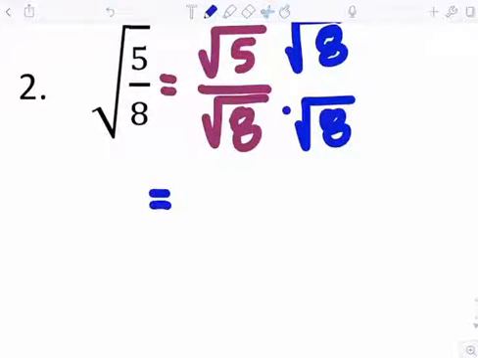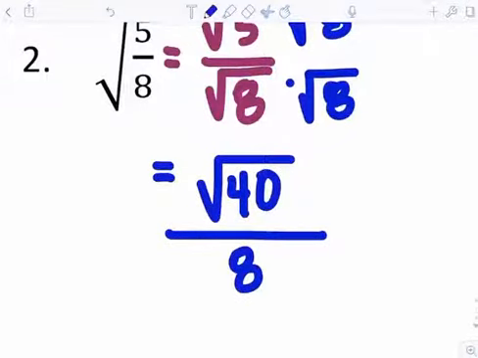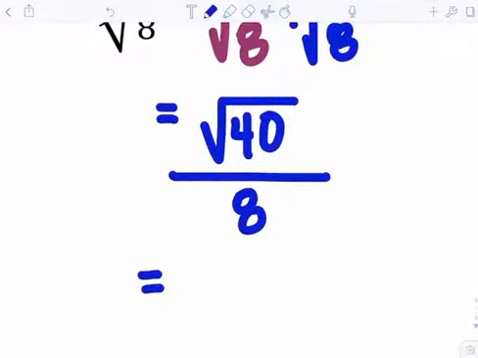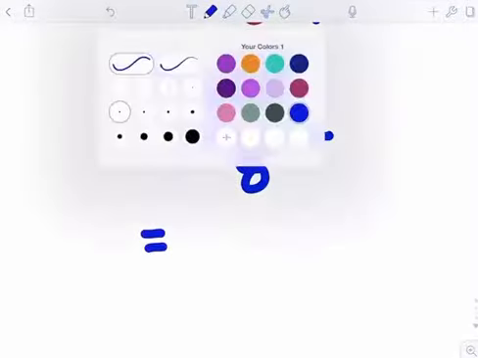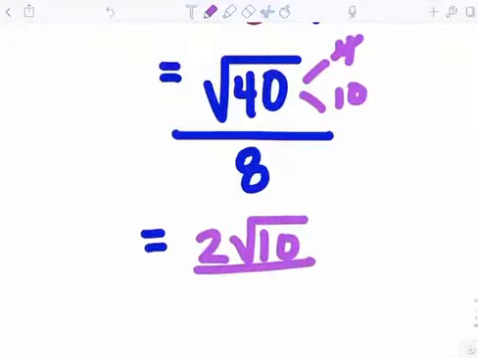So now I'm going to multiply root 5 times root 8. We could do that because those are both inside of the radical, so I get the square root of 40 over 8. Again, because 8 times 8 is 64, the square root of 64 is 8. But then you need to fully simplify your answer. So I could break up the square root of 40 into perfect squares, so let's say 4 times 10. The square root of 4 is 2. So I have 2 root 10 over 8.